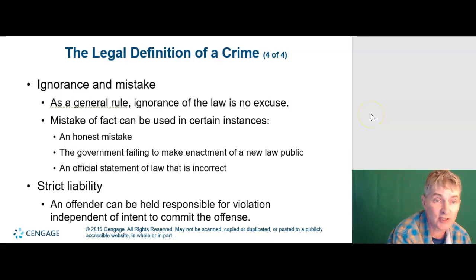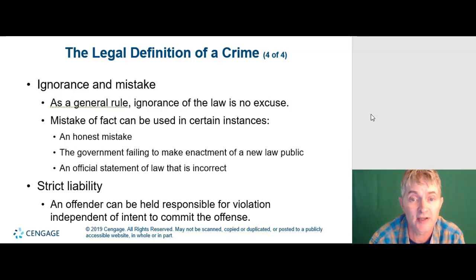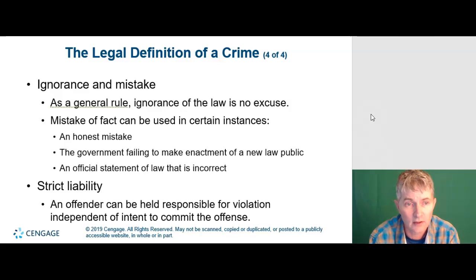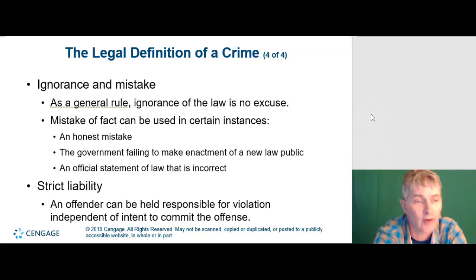Ignorance and mistake. As a general rule, ignorance of the law is no excuse. They might go easy on you, but they don't have to. Mistake of fact can be used in certain instances where it's an honest mistake, or the government failing to make the enactment of new law public, or an official statement of law that is incorrect.